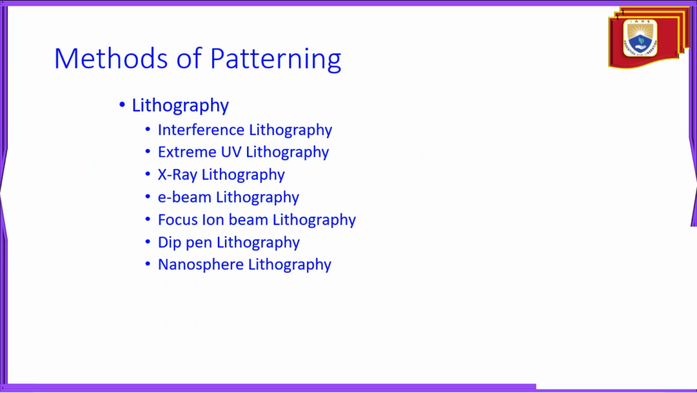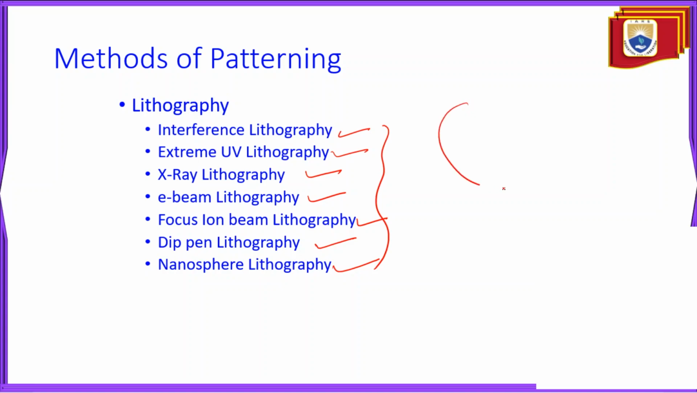So there are different methods of patterning. One is interference patterning, as we have seen. Interference lithography, extreme ultraviolet lithography, X-ray lithography, E-beam lithography, focused ion beam lithography, dip pen lithography, and nanosphere lithography. So these are the different types of patterning of a nanostructure on any silicon chip.